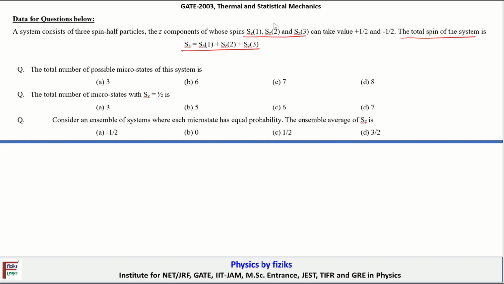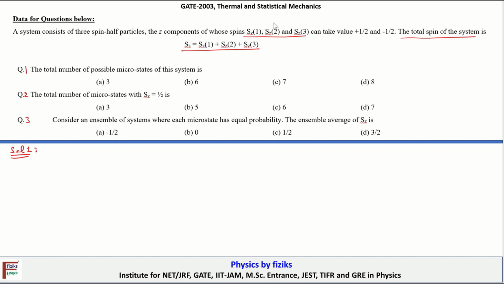The total number of possible microstates of this system is... So let's call this question 1, this question 2 and this question 3, because it's a common statement for all of these three questions. So let's continue with the solution for question 1.